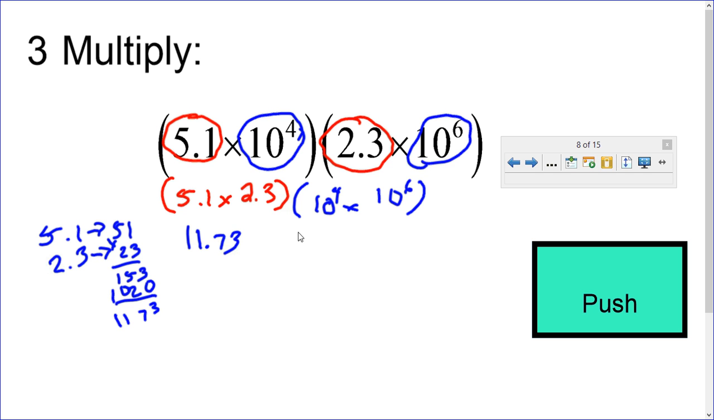So now the rule for the exponents was I'm supposed to add them. So 10 to the 4th plus the 6 equals 10 to the 10th. So I'll have 11.73 times 10 to the 10th power. Now, this is not scientific notation because the first number has got to be less than 10 and greater than or equal to 1.